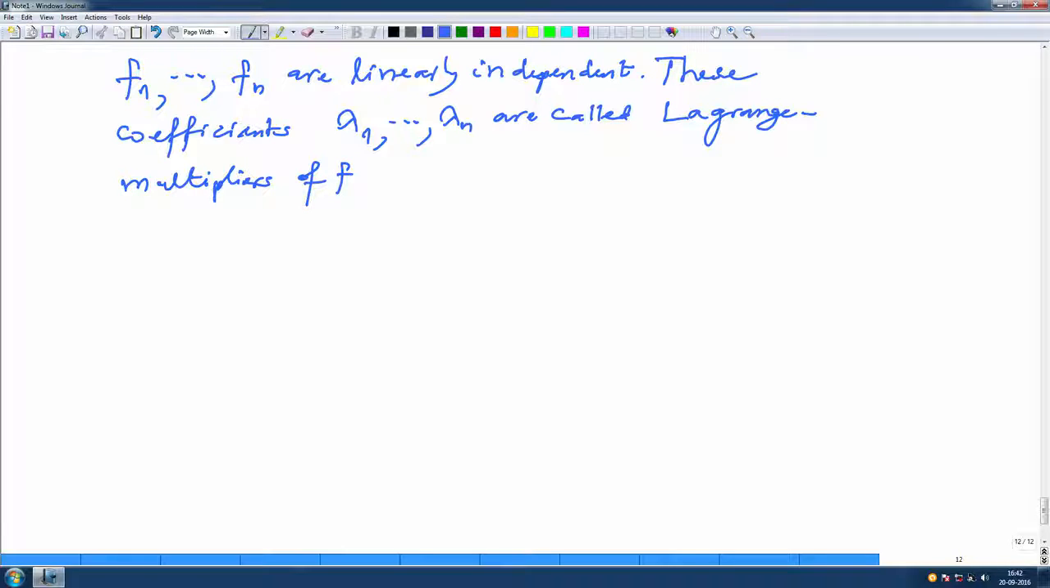So, therefore, with this I want to state the following statement. Theorem. Again I will assume V is finite dimensional. So, assume that V is finite dimensional.